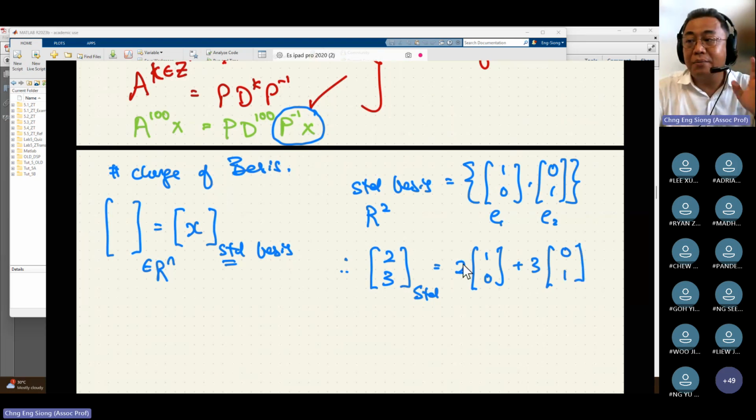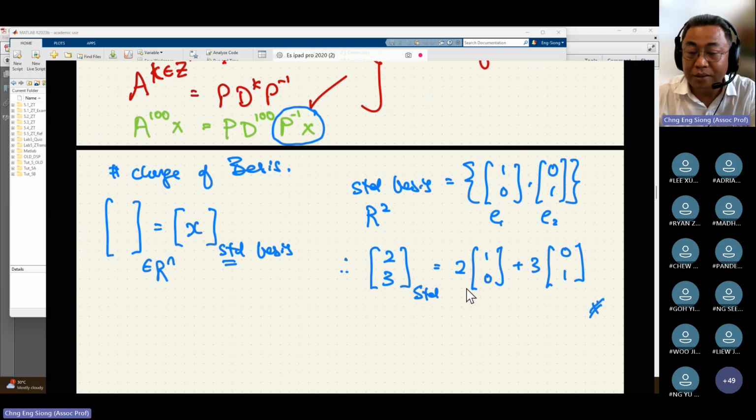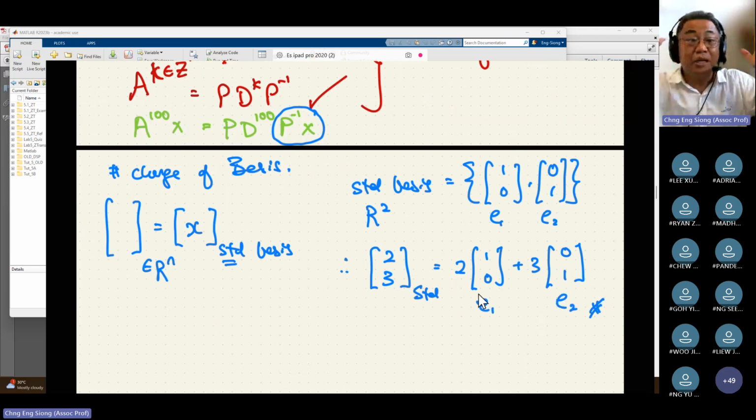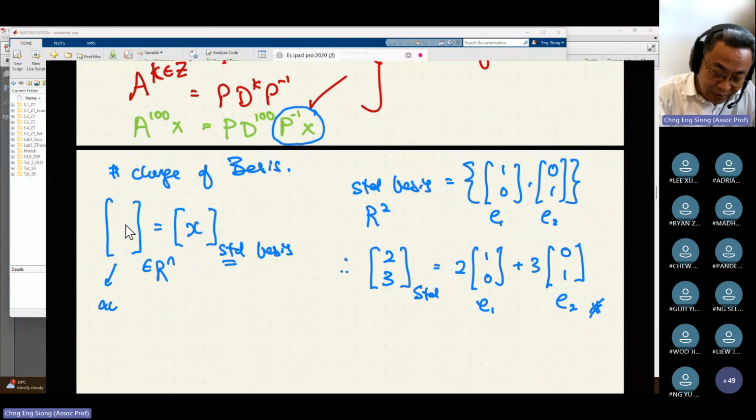So every time when I'm giving you a coordinate system, 2, 3, you should be thinking this, okay? Please don't think of it as 2, 3 in that point, in that space. You should be thinking 2 times the first basis, 3 times the second basis. Clear? So once you understand that a coordinate vector acts on the basis.